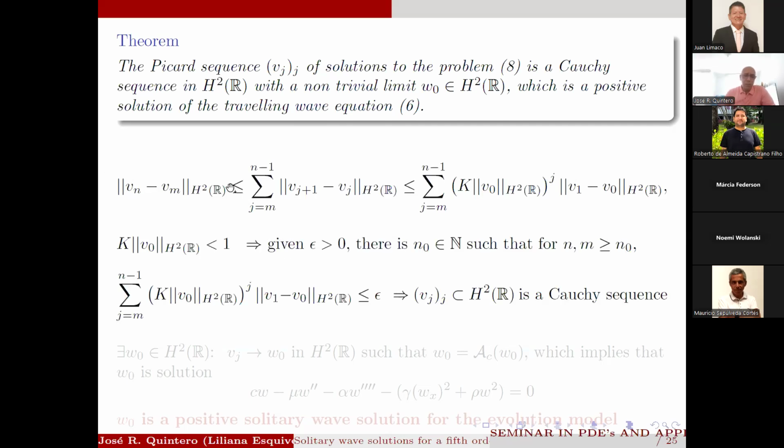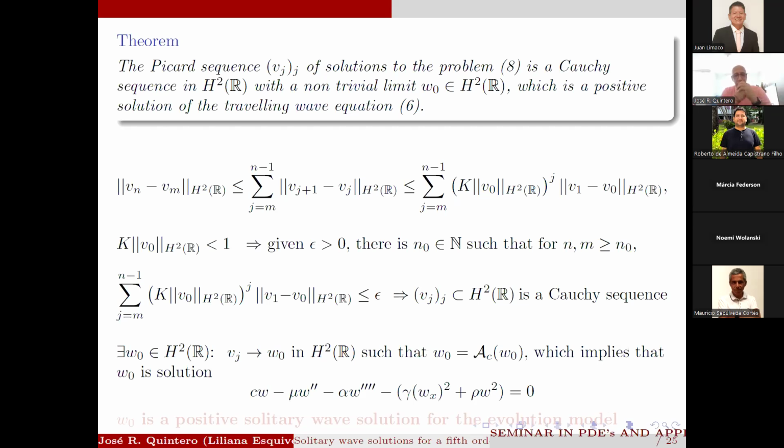And then you just plug this in here and write this in this way. And then you use the condition that we proved there and use that this is a number less than 1. And now, if this is less than 1, you use that the geometric series converges, and then you bound this. So you have a Cauchy sequence, right? And then we're in a Banach space, so there is a limit in this space, and it's not trivial because the value at 0 is far away from 0.